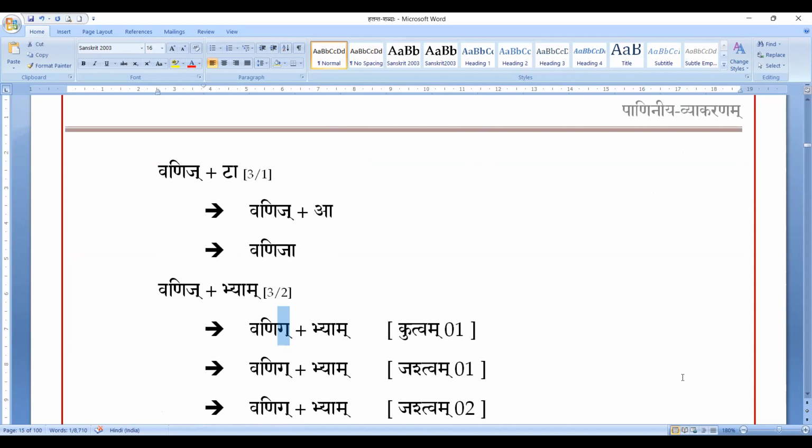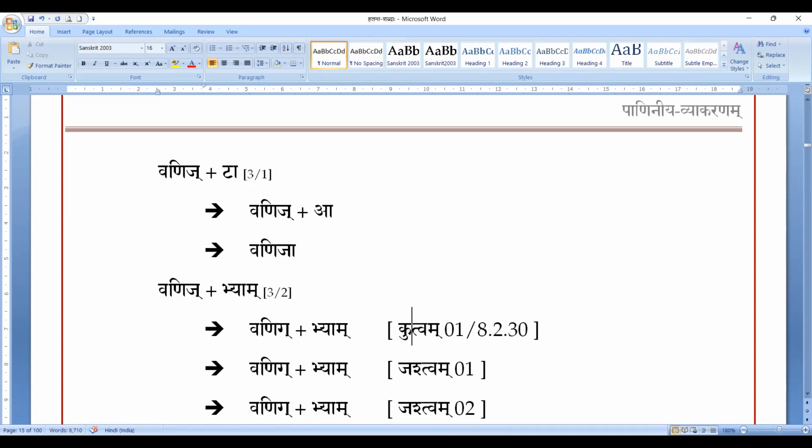Kutvam happens first: Jakara replaced by Gakara. Then Jalam Jasho'nte, replaced by a Jash letter. Then Jalam Jashi, Jashtva number 2 is applied. So therefore Vanigbhyam. This Jashtva number 2 doesn't do anything, but still you have to apply it because that is the sequence. You can write the number also so that you will remember the sequence. This is 8.2.30.